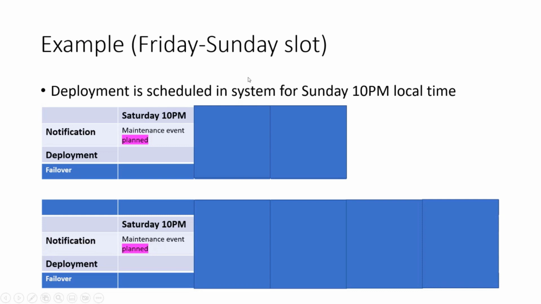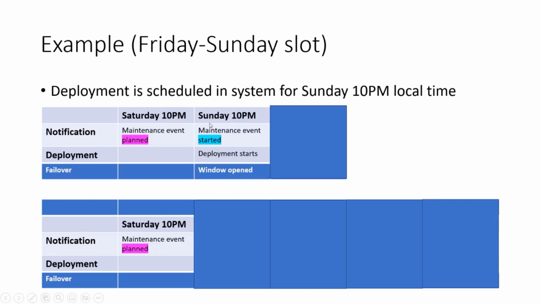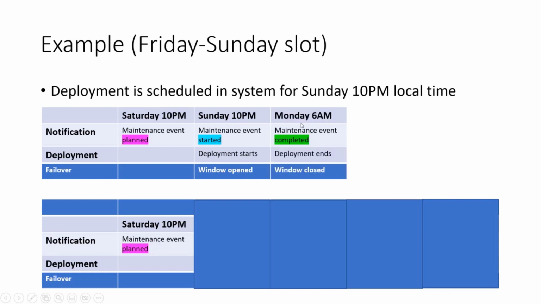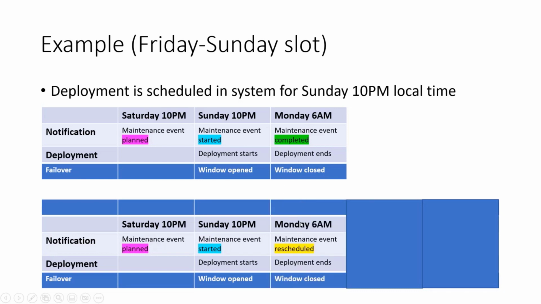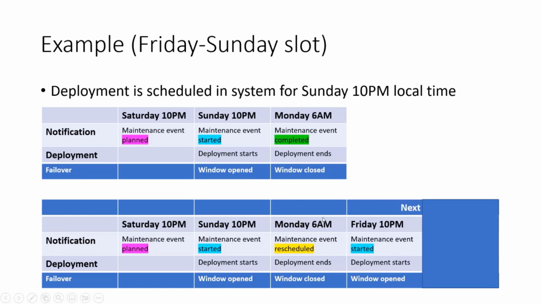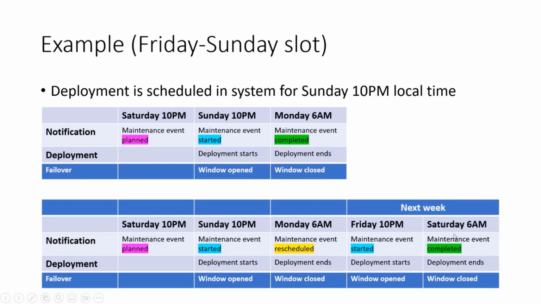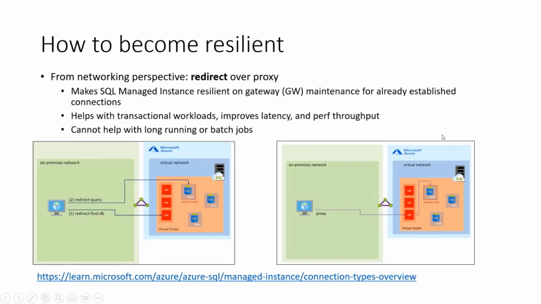Now, what about a scenario where we also have the weekend slot, but the deployment will start on Sunday? On Saturday evening, you will get a notification that the event is starting on Sunday, and it is completed by Monday morning. In case it is not completed on Monday morning, you will get a notification that it is rescheduled, but it will not start the next day. It will actually start the next Friday because that is the defined slot for the managed instance deployments. And eventually it will complete the next day.